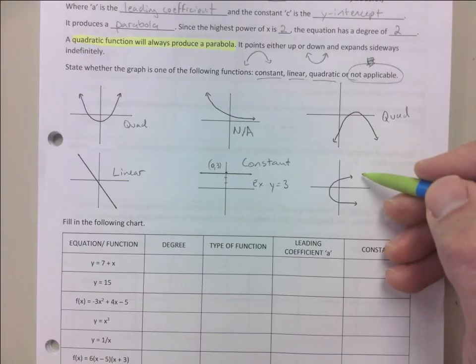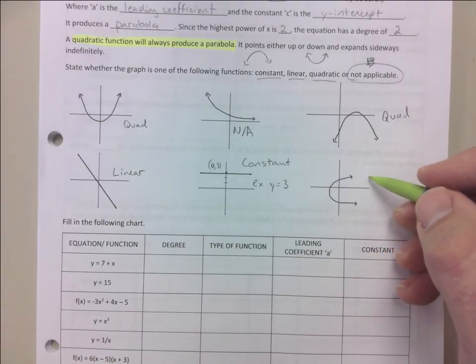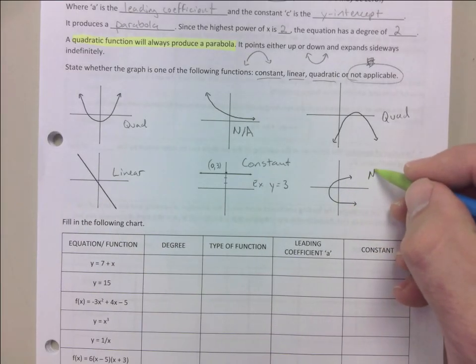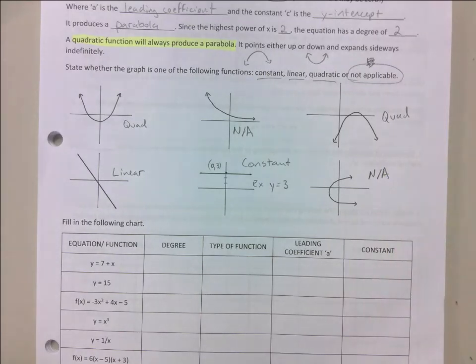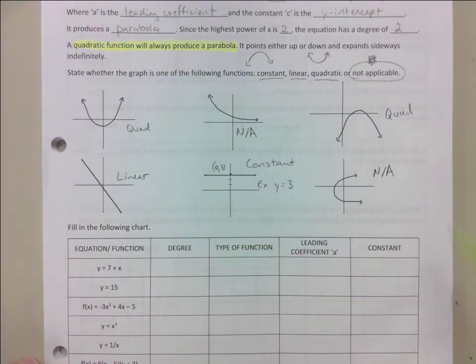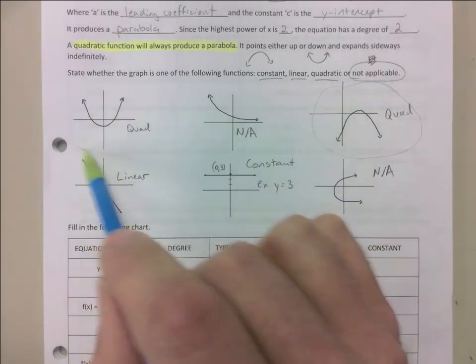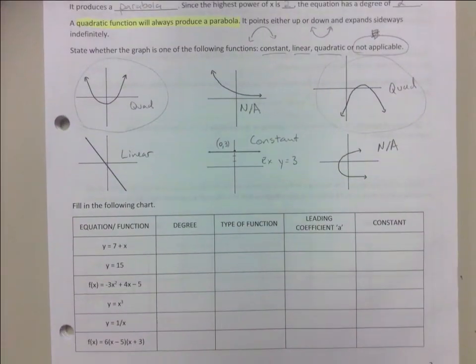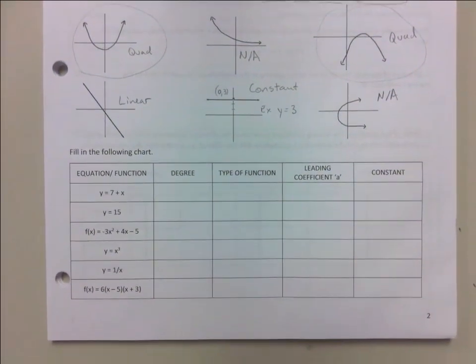What's this one? Kind of looks like a parabola, right? But it's sideways, so we can't have that. So this is not applicable. The only quadratic functions that we've identified here are these two. Those are the only two shapes, the only two ways that they're going to be facing. Okay? This is a blast from, well, not the past necessarily, but some components.